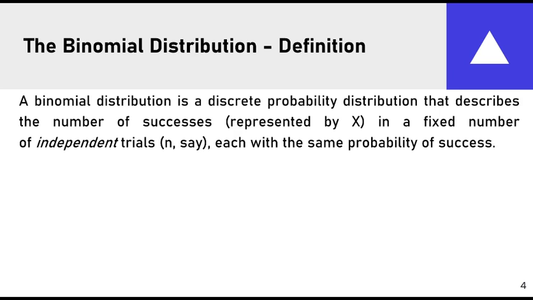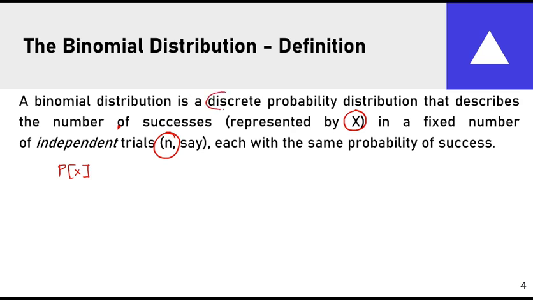So try to understand this situation. You have a total of n individuals to whom you are giving the test, and out of these, x of them have passed. Now you are to find the probability of this x. This is the job of the binomial distribution. So what is the binomial distribution? A binomial distribution is a discrete probability distribution.